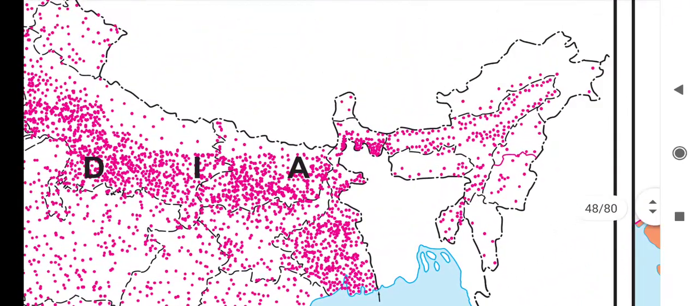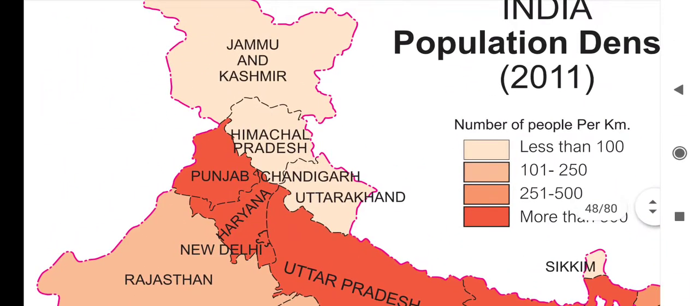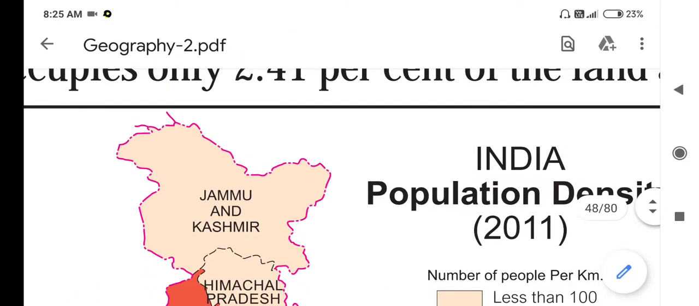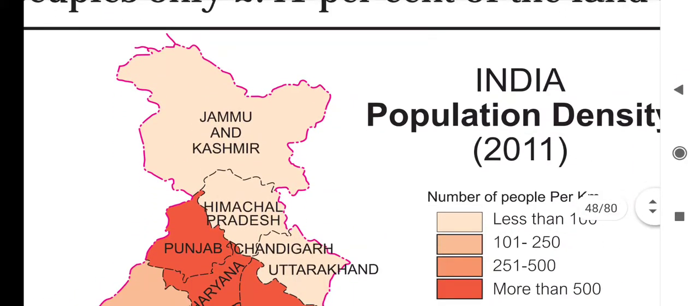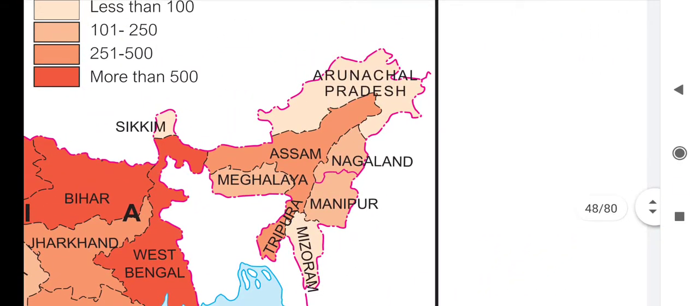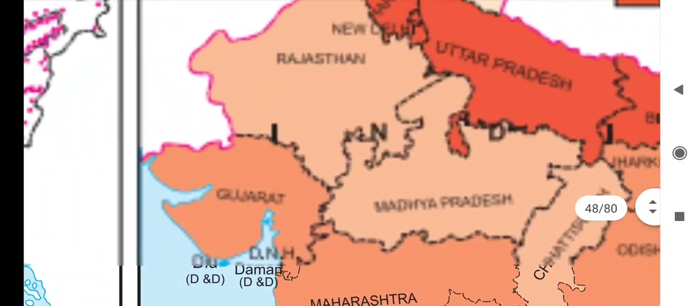Okay, now we will study the less populated areas. Less than 100 people per square kilometer. See here, less than 100, that color shade, look carefully. That color shade we find in Jammu and Kashmir, Himachal Pradesh, Uttarakhand, and Arunachal Pradesh, because in Arunachal Pradesh there is dense forest. Due to that, and Mizoram also, the population is very less.